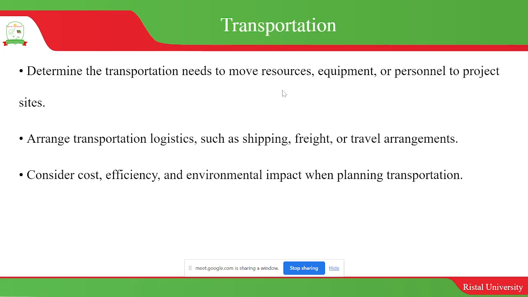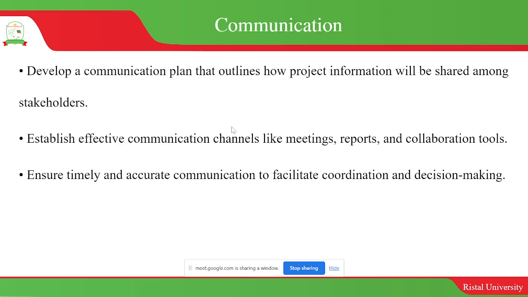Transportation: if the equipment needs to be moved from one place to the other, you need to look at the available methods of transport. The key considerations that you need to make are about the cost, efficiency, and the issues related to environmental impact during transportation.